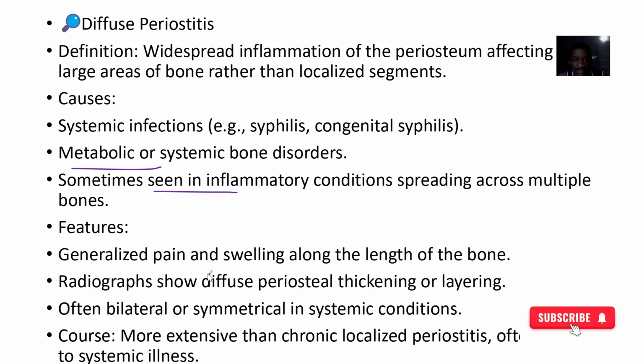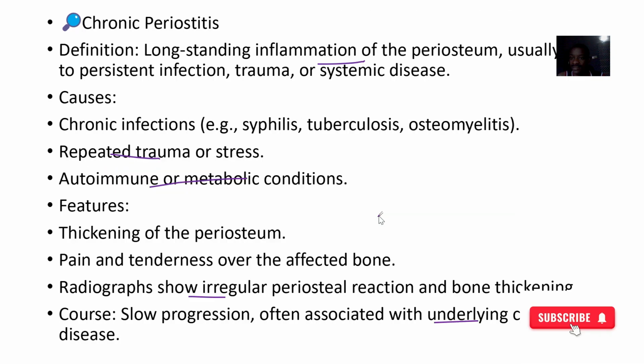So features are generalized pain and swelling along the length of the bone. Radiographs will show diffuse periosteal thickening or layering. So it's often bilateral, could affect both sides. So it's more extensive than chronic localized periostitis. It's often linked to systemic illnesses.